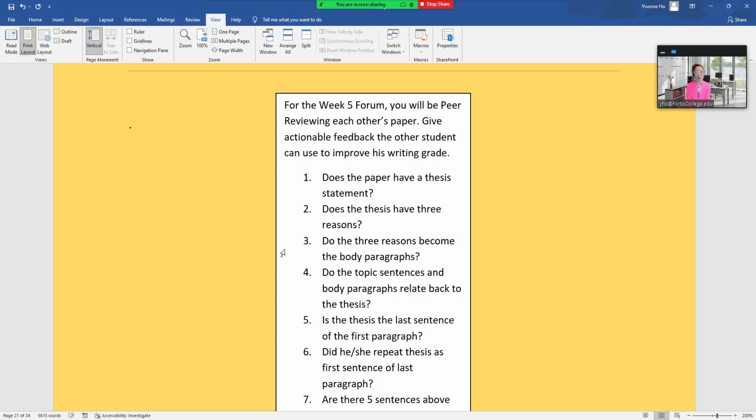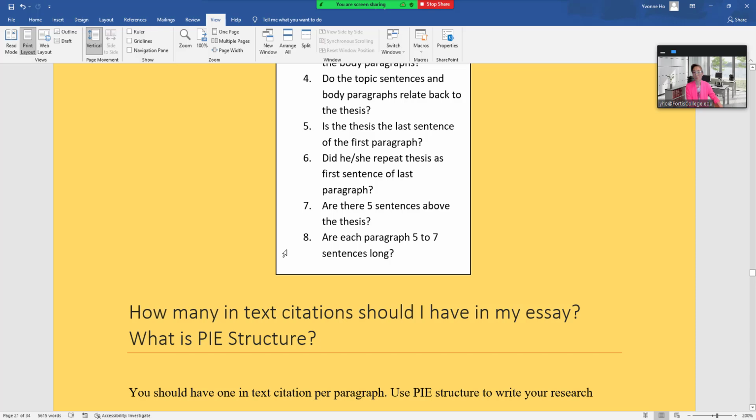For the week 5 forum, you will be peer reviewing each other's paper. Give actionable feedback the other student can use to improve his writing grade. So, as you look at other people's papers, ask yourself, does that student's paper have a thesis statement? Does that thesis have 3 reasons? Do the 3 reasons become the body paragraphs? Do the topic sentences and body paragraphs relate back to the thesis? Is the thesis the last sentence of the first paragraph, or did he or she repeat the thesis and put it in the wrong place?